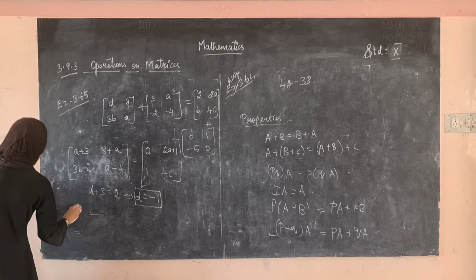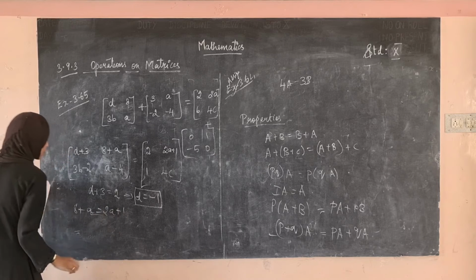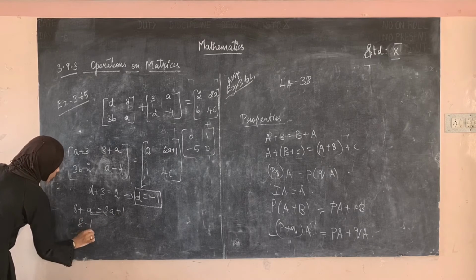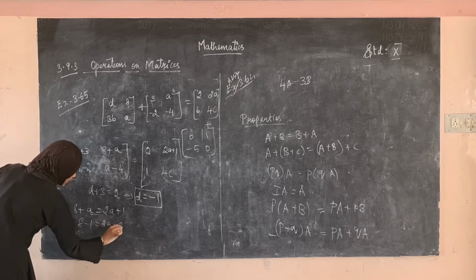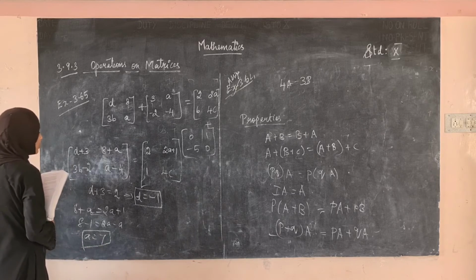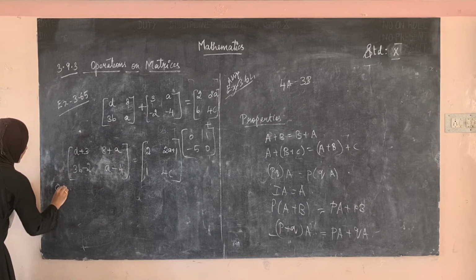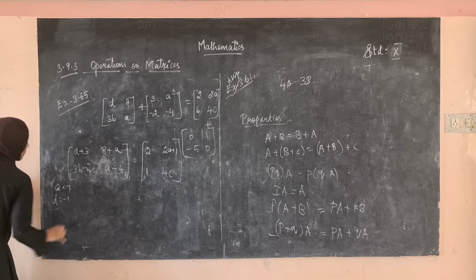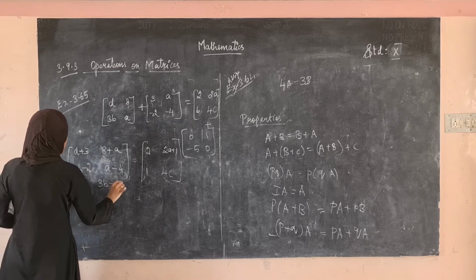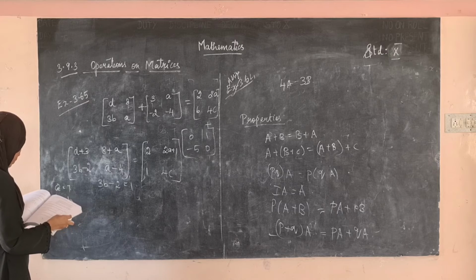See here, the next equation is 8 plus A is equal to 2A plus 1. Bring this A to this side and 1 to this side. What it becomes? 8 minus 1 is equal to 2A minus A. Therefore, A is equal to 7. This is another value. We have found A is equal to 7 and D is equal to minus 1. Then take the next term. 3B minus 2 is equal to 1.